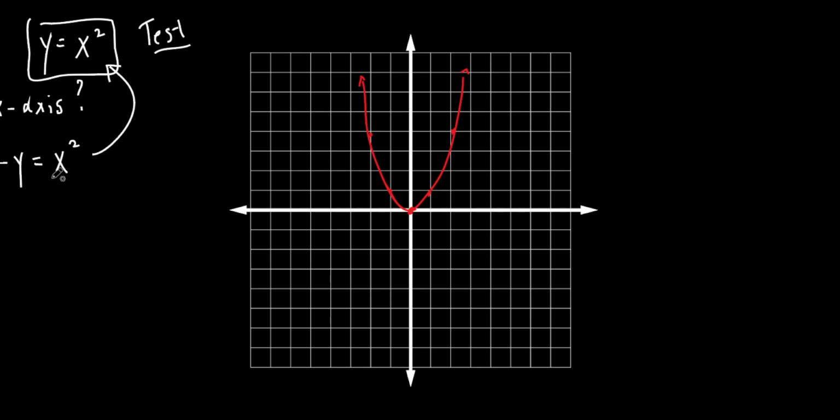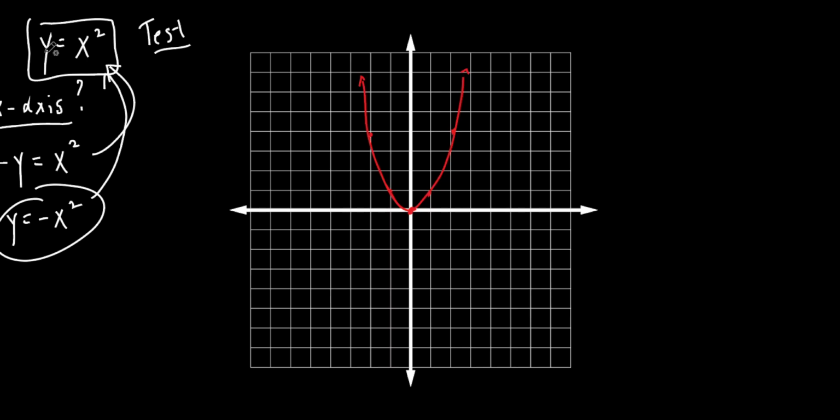So how can I simplify this a little bit more to make it look more like this? Well, this is negative y. How can I get rid of that negative? Divide by a negative or multiply by a negative. So that would give me y equals what? Negative x squared. I can't really simplify it any more than that. Is this the same as what we started with? No, it's not. So is it symmetric with respect to the x-axis? No, it's not.